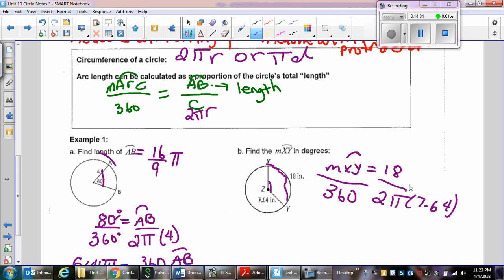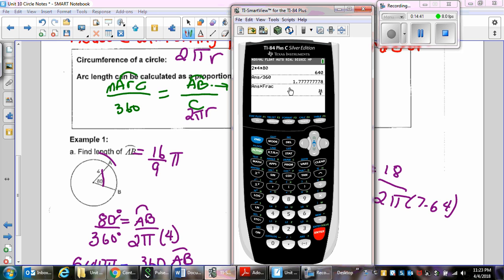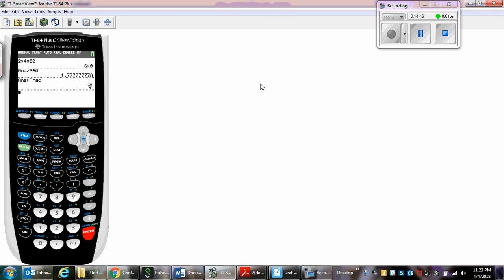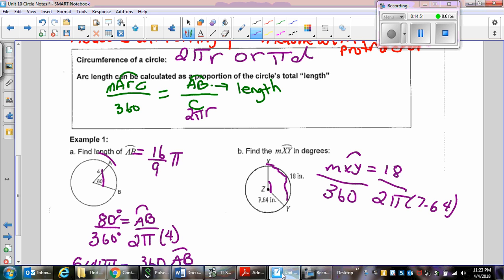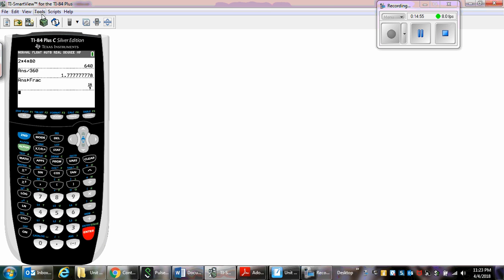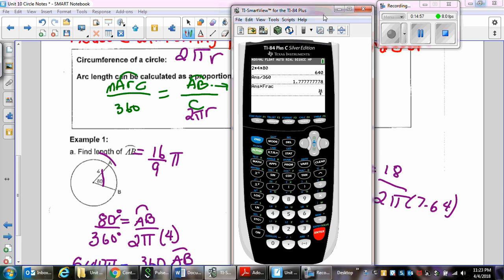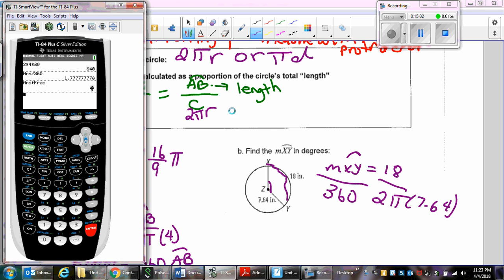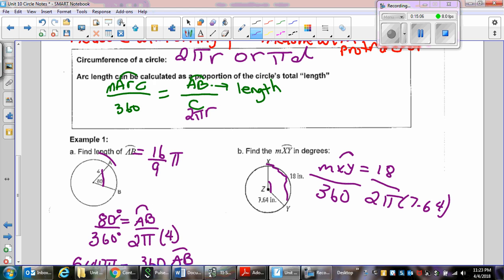So I'm going to do this all in a calculator and you guys can write it down, because writing on this tablet today has been very difficult. So what I'm doing is cross multiplying, right? So 16.